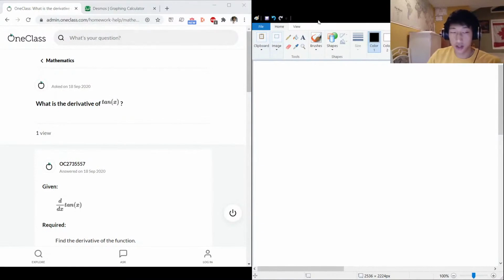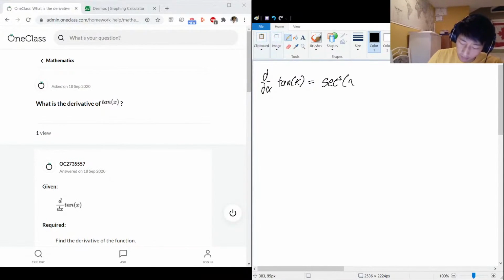So the next question that we have on the menu here is, what is the derivative of tan x? It's really asking for us to do d over dx of tan of x. Now I'll tell you straight up that this is something that you might want to memorize to be equal to secant squared of x, which is equal to 1 divided by cos squared x. Now let me show you why this works.